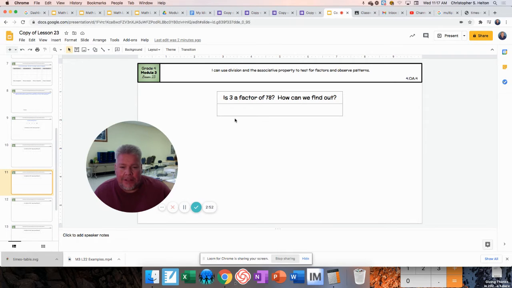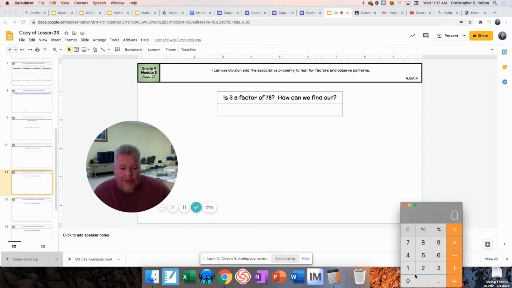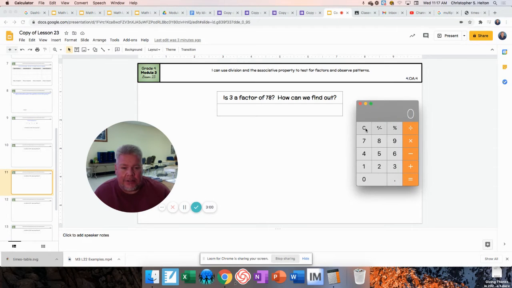All right. Is 3 a factor of 78? How can we find out? Well, again, one way is to use our calculator. So let me do 78 divided by 3, and I get 26 with no remainder. So yes, we can just divide and find out that 3 times 26, excuse me, I got a cough today, 3 times 26 is 78. So we can use the calculator and find out.